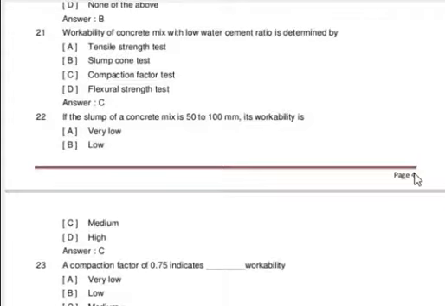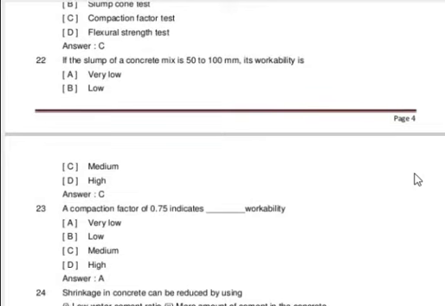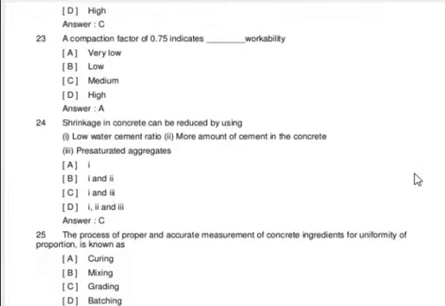Now next question 22. If the slump of the concrete mix is 50 to 100 mm, its workability is: very low, low, medium, and high. Option C is medium. A compaction factor of 0.75 indicates dash workability: very low, low, medium, high. That is very low. If the compaction factor of concrete is 0.75, then the workability is very low. The answer is A.